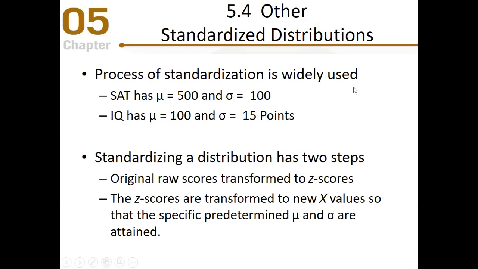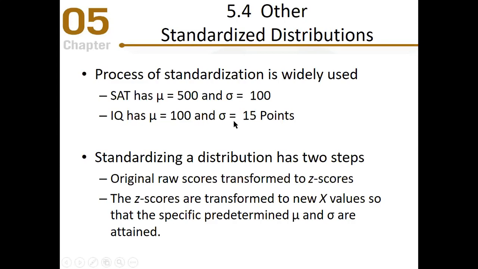The process of standardization is used widely. The SAT has its own standardized distribution where the mean is 500 and the standard deviation is 100. That means anybody all over the world can take the SAT and we can see where you fall relative to the rest of the population. You might remember that terminology. You're in the 80th percentile. You're in the 40th percentile. That's telling you where you fall compared to everybody else. If you're in the 40th percentile, that means you did better than 40% of test takers. If you're in the 90th percentile, you did really well. You beat out 90% of the competition.